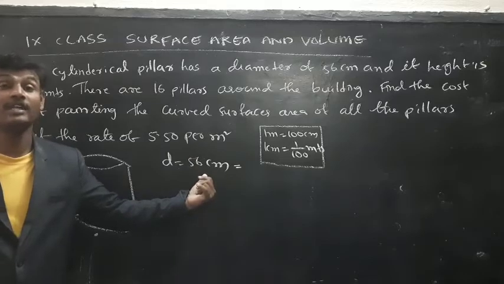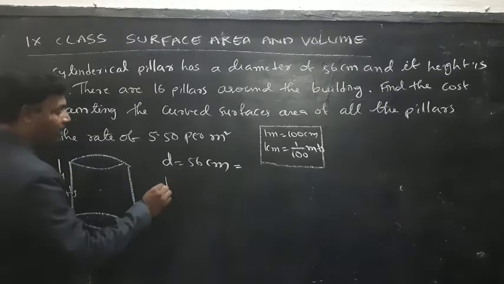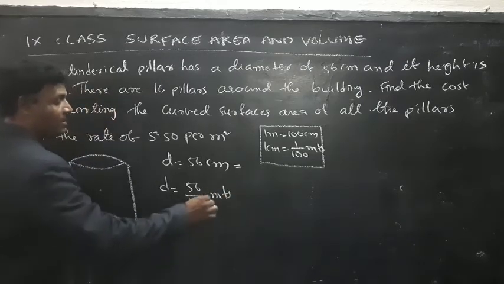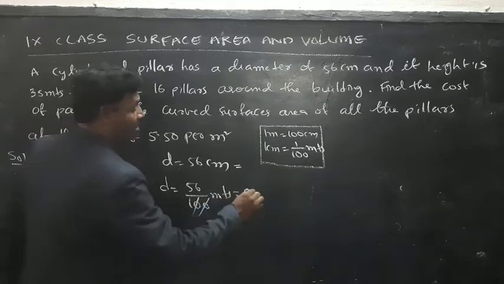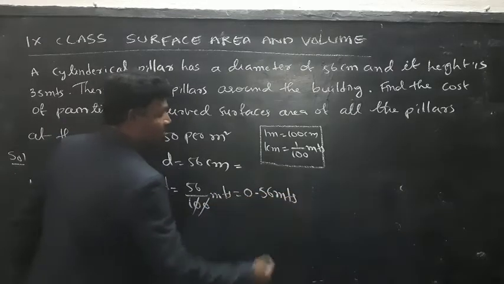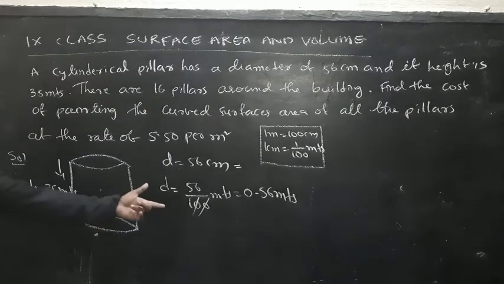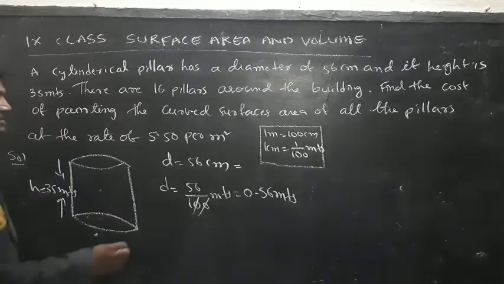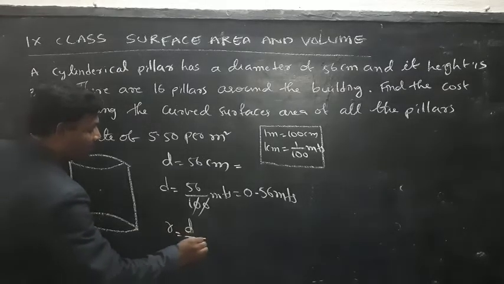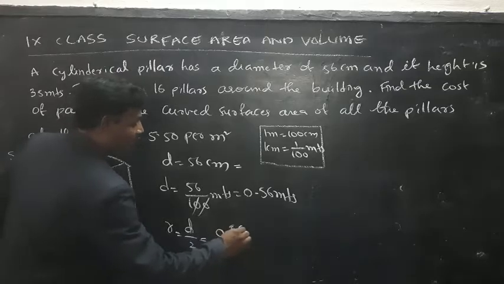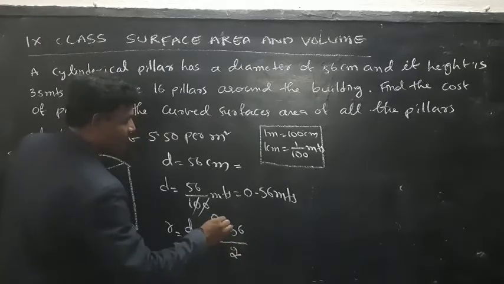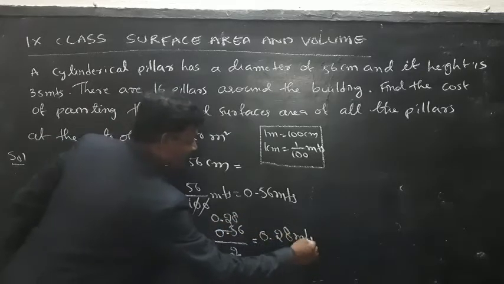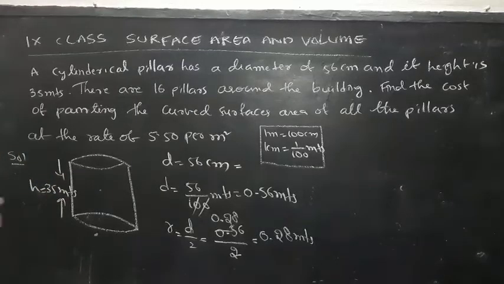Here how many are there? 56 centimeters are there. So diameter is equal to 56 by 100 meters. Cancelling 2 zeros, we can write it as 0.56 meters. Here I know the length of the diameter, but I need the radius. Radius is nothing but half of the diameter. r is equal to d by 2 is equal to 0.56 by 2. Here radius is 0.28 meters. Okay.